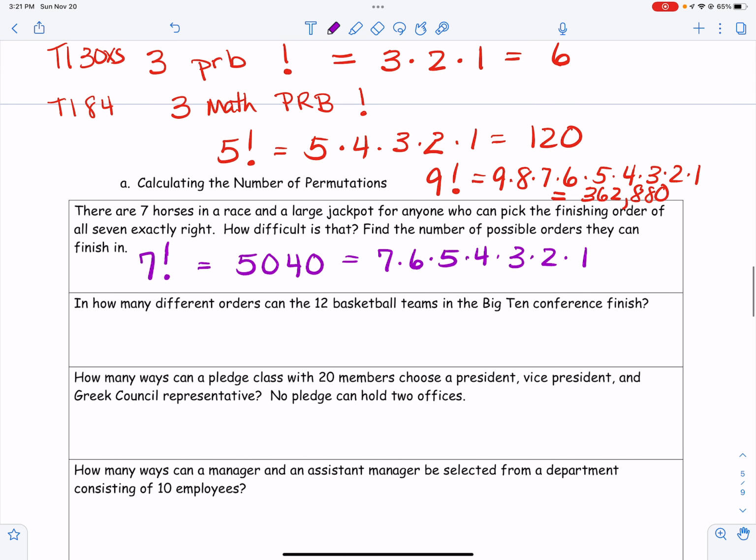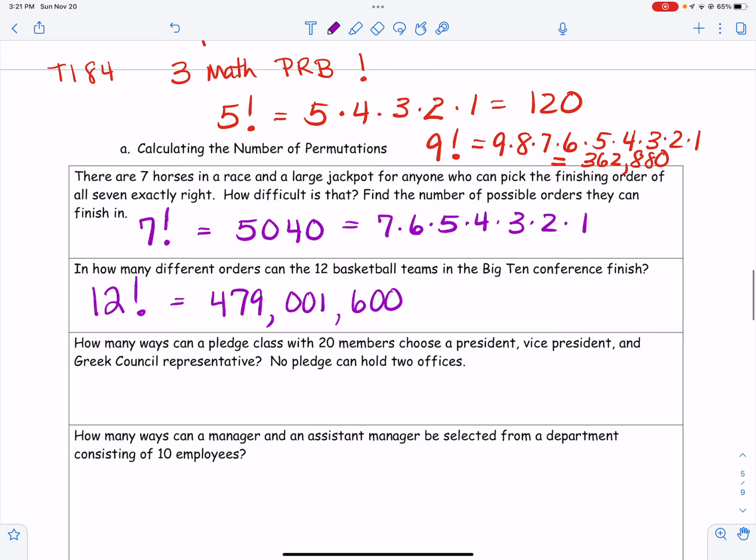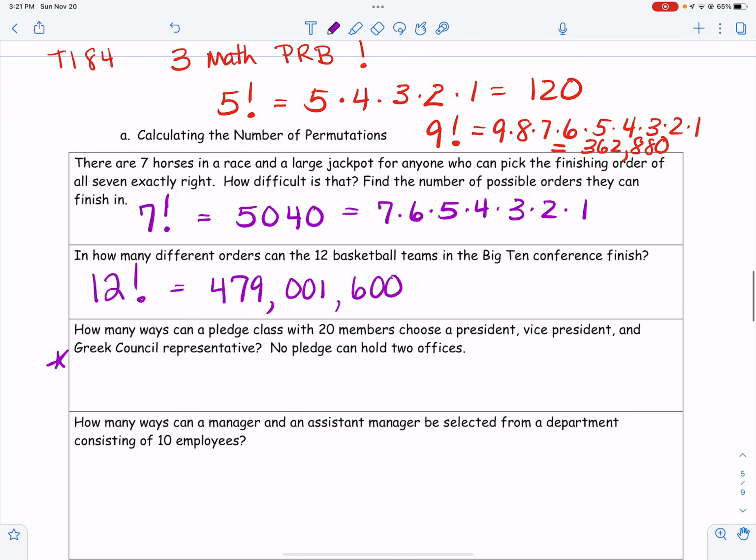So in the next one, if we had to arrange the 12 basketball teams in the Big Ten Conference, we wanted to know the order that they would win. We are looking at 12 factorial, and that's going to be 479,001,600.